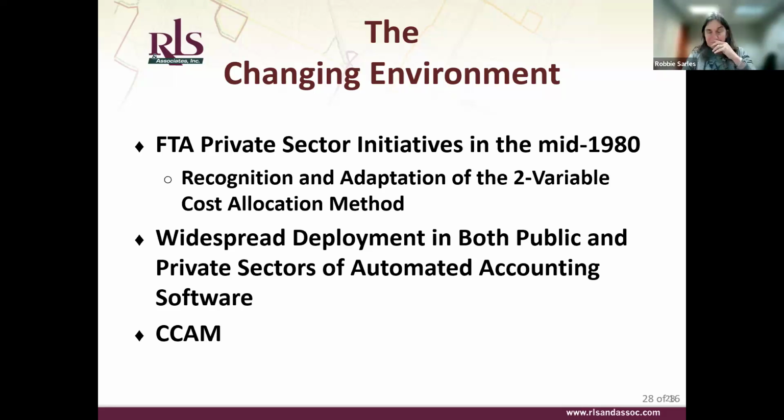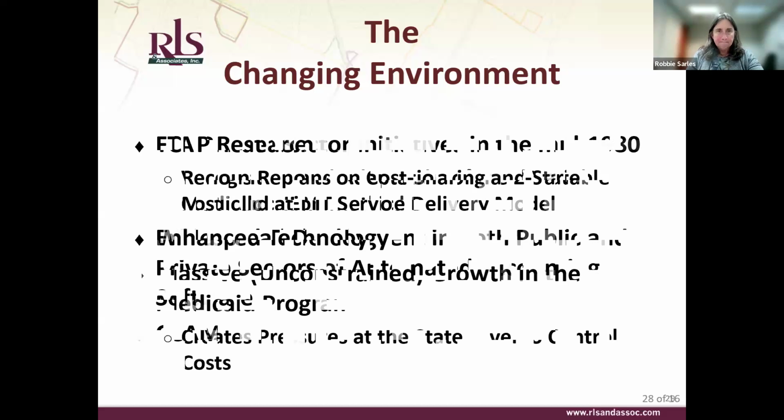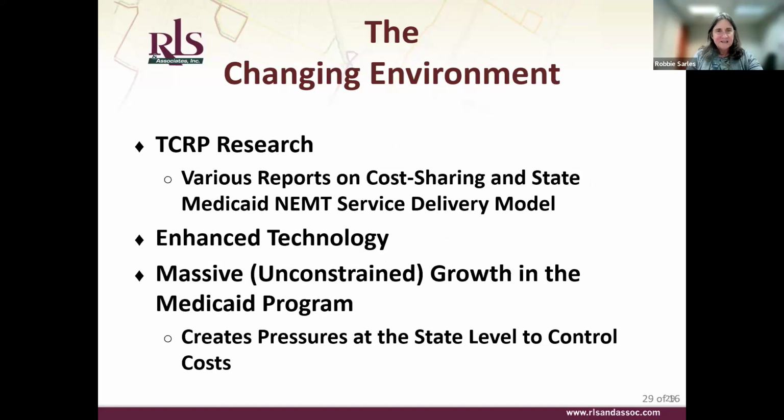And also now, automation is great, technology is great. Now most public and most private entities do have access to automated accounting software. And that in and of itself was instrumental in standardization, but also in providing inputs into the model. And then the biggest thing is CCAM and what they've been able to do and the relationship that FTA has been able to foster with CMS. Like I said, lots of things have occurred.